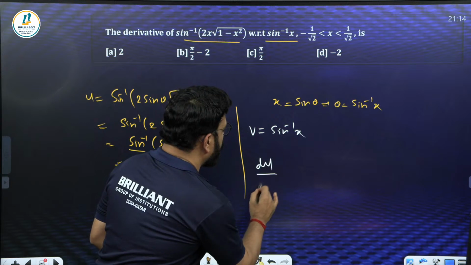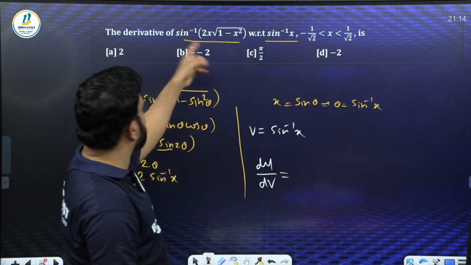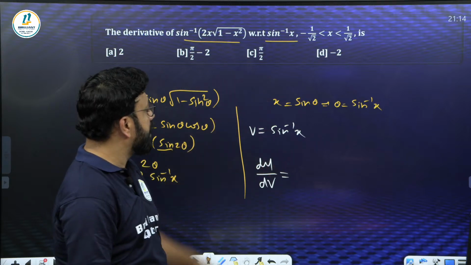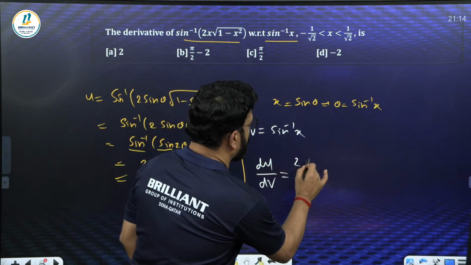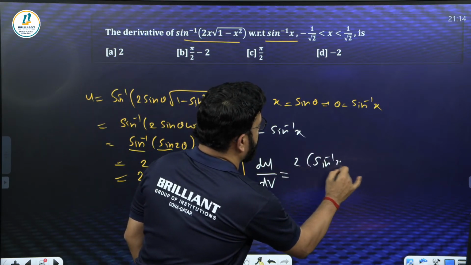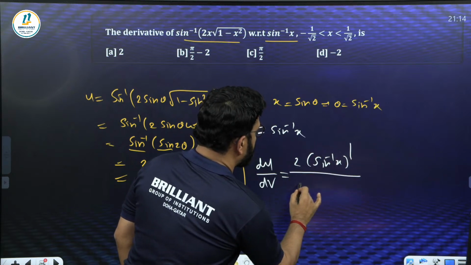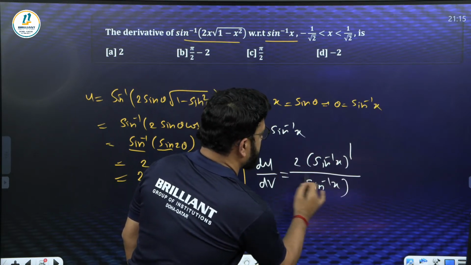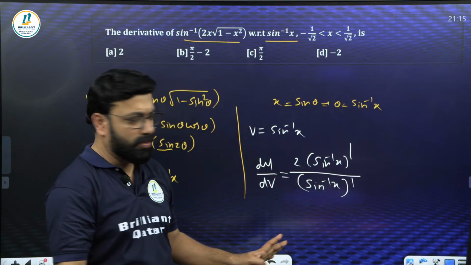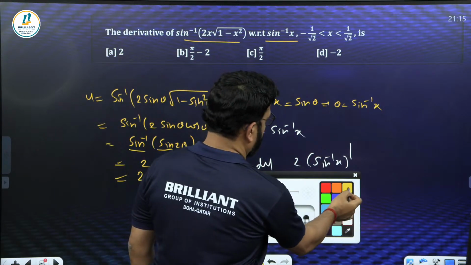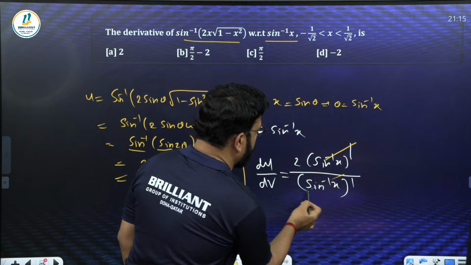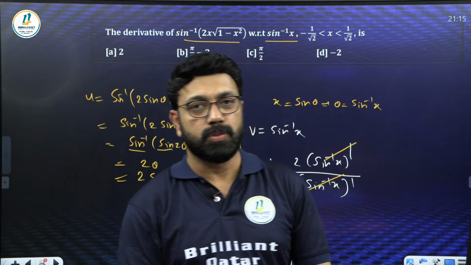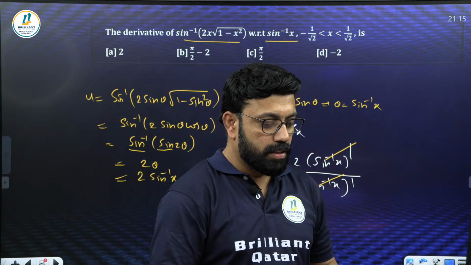Answer goes to what? Derivative of u with respect to derivative of v. Derivative of 2 sin inverse x with respect to derivative of sin inverse x. I'm not taking the derivative, I'm just taking what? If you take the derivative also, it will be cancelled. Answer is equal to what? 2. Answer is 2. Clear? Understood?